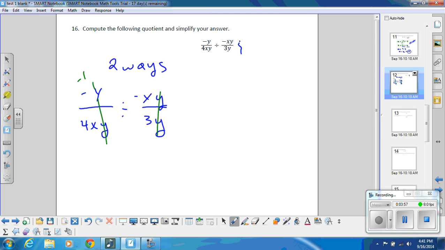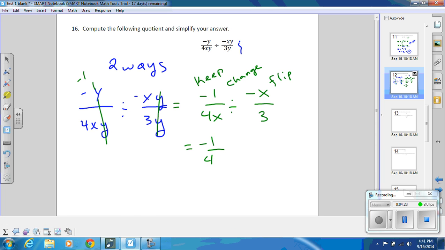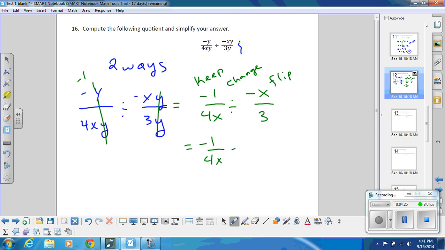So that becomes minus 1. So I would rewrite this as negative 1 over 4x divided by negative x over 3. And then I would divide from there and get my answer, okay? And then I'll just show you how to do it. So you might have heard of the keep, change, flip. That's how you divide fractions. So you never actually divide, it becomes multiplication. This flips to 3 over negative x.